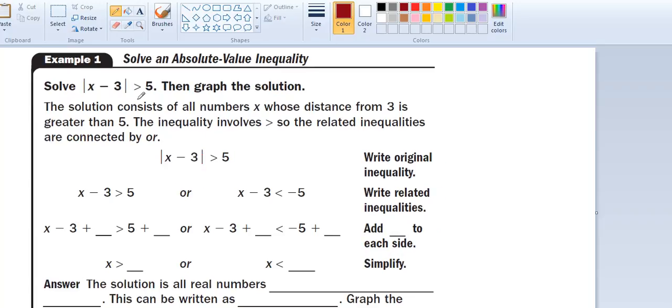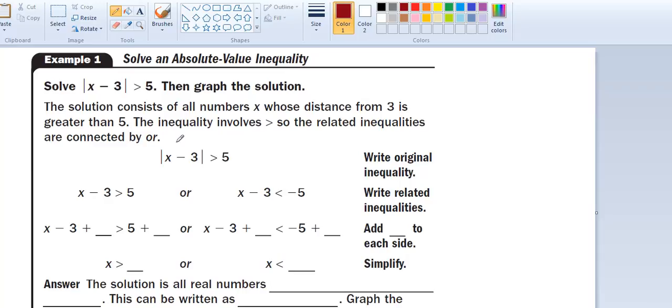Okay, with example one, we're just going to start by wrapping our brain around this. This is saying that the absolute value of x minus 3 has to be greater than 5. We are going to graph it when we get done. Now, rather than read all this stuff, it makes more sense to focus your eyes right here on the absolute value of x minus 3 is greater than 5.